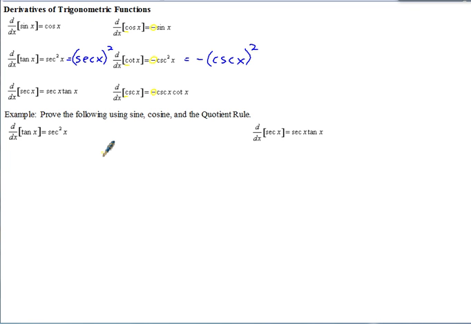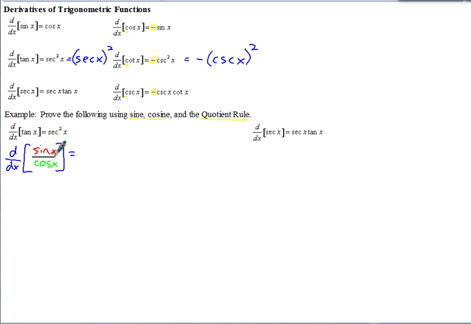So the first couple examples are just proving that a couple of these formulas actually work. So it says prove the following using sine, cosine, and the quotient rule. So let's first, this says the derivative of tangent is secant squared. Let's prove that. So let's first rewrite tangent. Tangent is the same as sine x divided by cosine x. And now we can use the quotient rule on that.